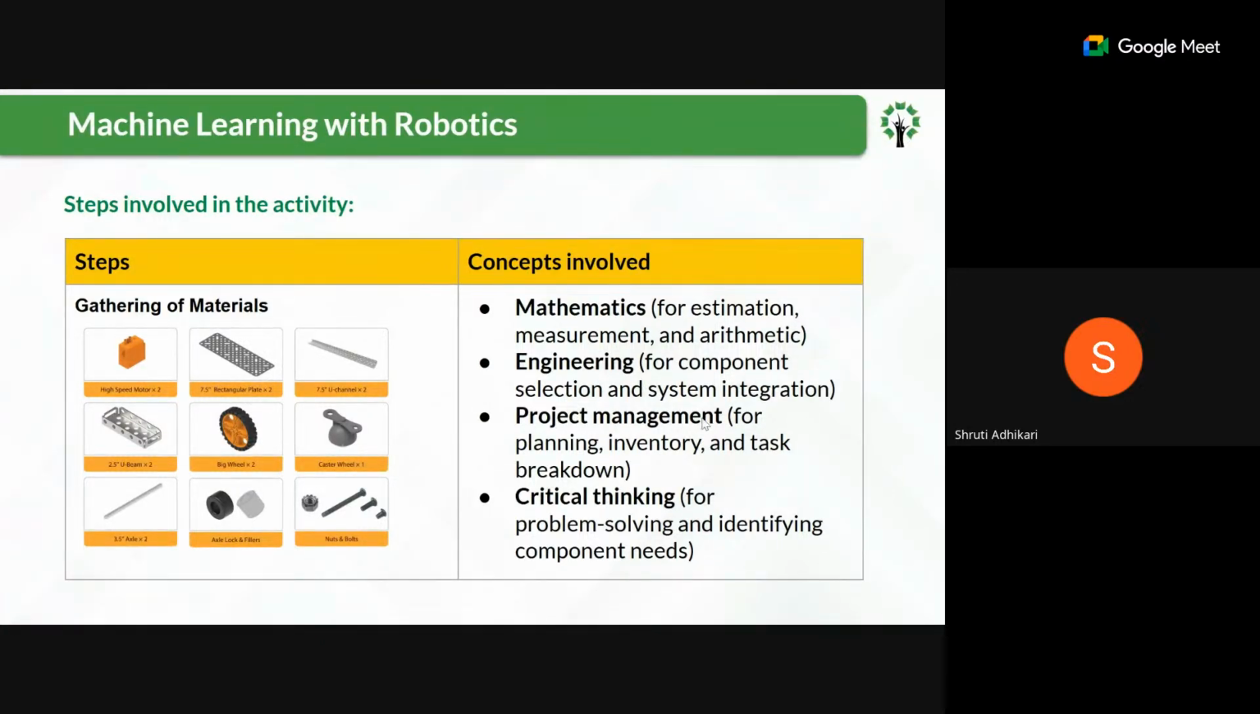Then project management, that is the planning part. Then critical thinking: students will think critically about what materials will be required to build this model, so that the model is built properly, it's tightly fitted, and it moves properly, right? They have to critically think about it, right?